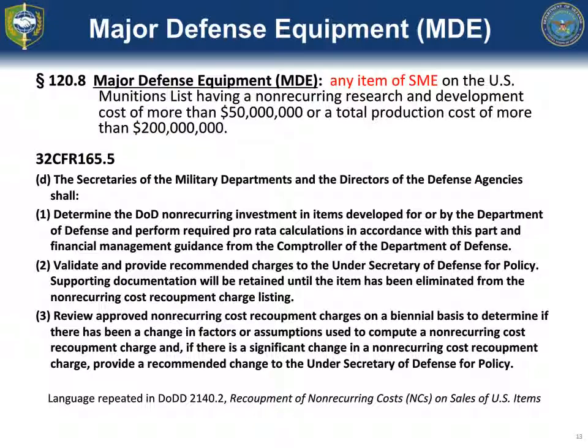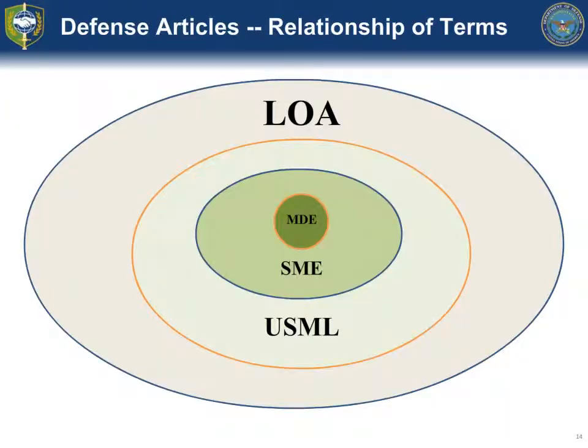And the answer is that federal regulation and DoD Directive 2140.2 say that the military departments are supposed to determine this. As they acquire equipment, they're supposed to determine whether it's major defense equipment and establish a non-recurring cost recoupment charge. Furthermore, they're supposed to review those non-recurring cost recoupment charges on a biennial basis to determine if they're still correct. Now, for you, that is something of a problem, which we'll talk about in just a minute. But first, let's stop and go back and review that.